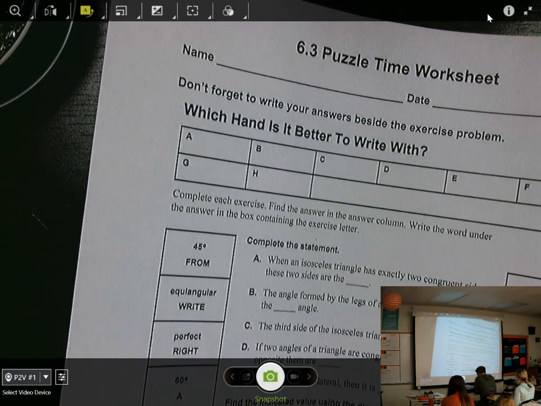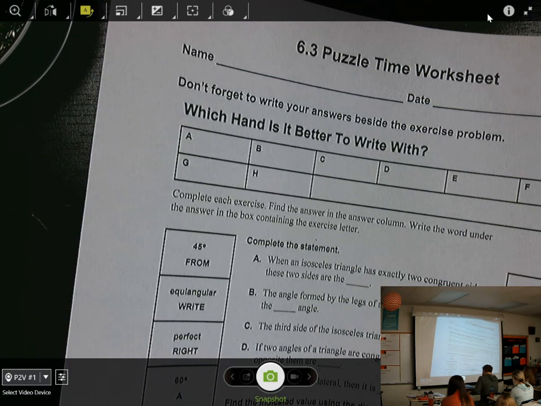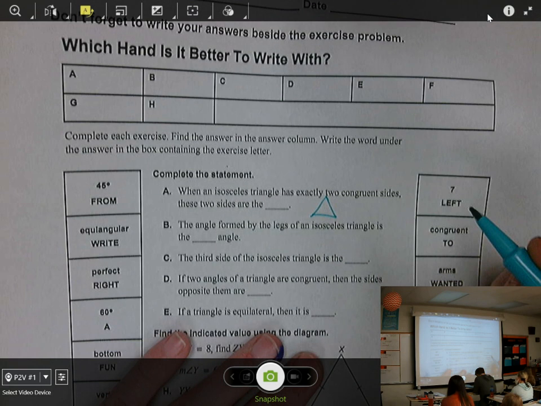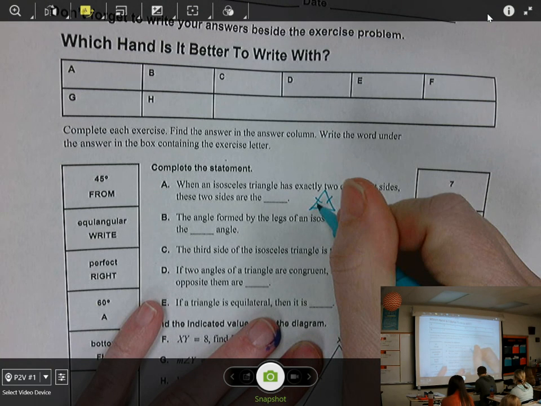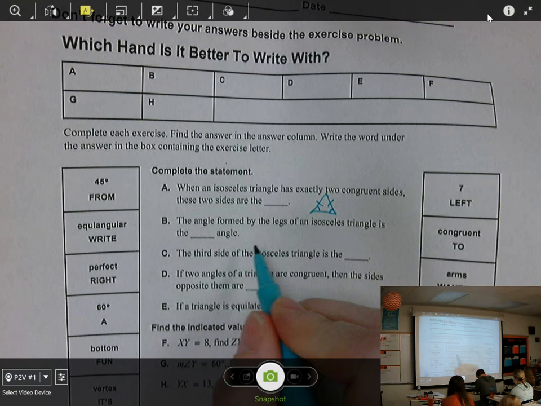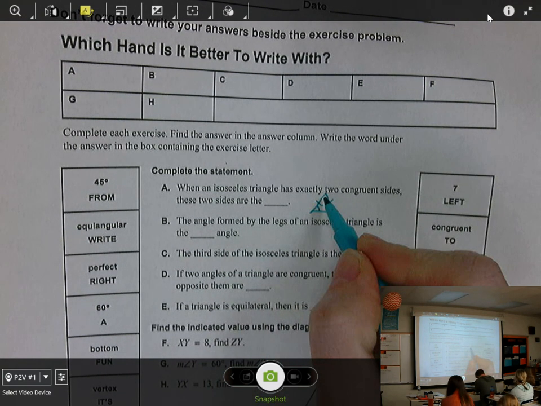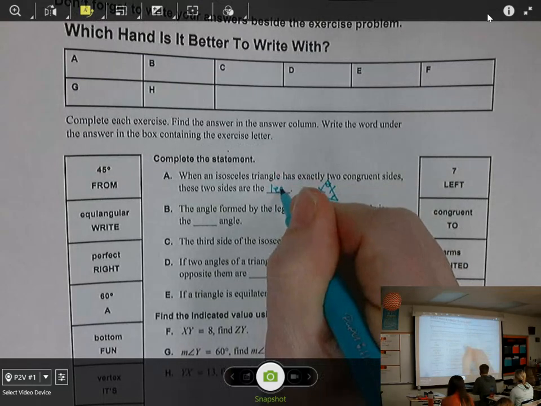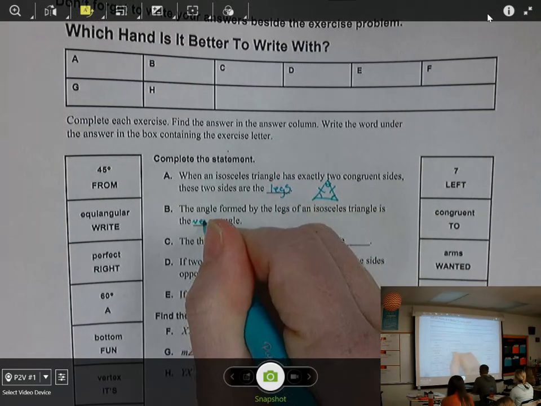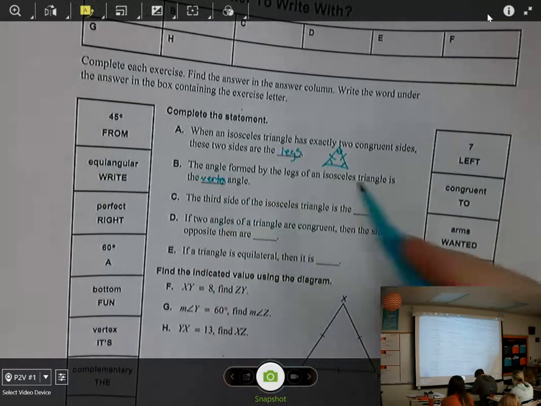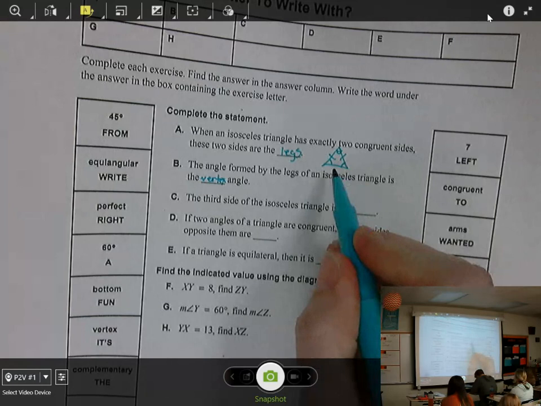Alright, so on your assignment, it says when an isosceles triangle has exactly two congruent sides, these two sides are known as the... and if you were to look at your notes, the two congruent sides of an isosceles triangle were known as the legs. Okay. On part B, the angle formed by the legs of an isosceles triangle, that's this angle right here, the angle formed, that's the vertex angle. So A, you should have gotten legs. B, you should have gotten vertex angle, or vertex. The third side of an isosceles triangle, that's this side down here that's not congruent. That's known as the base.